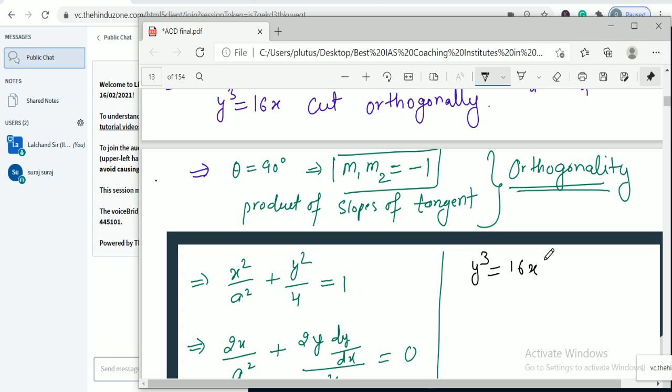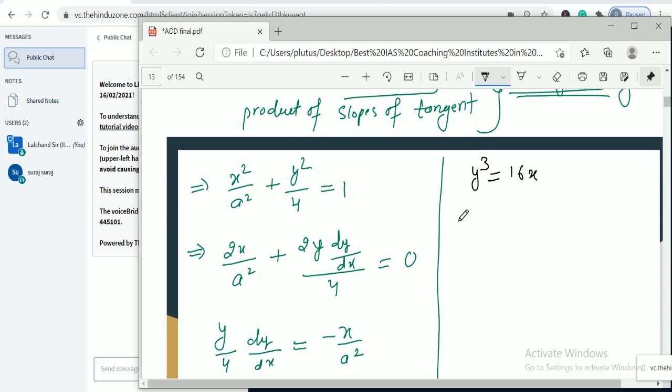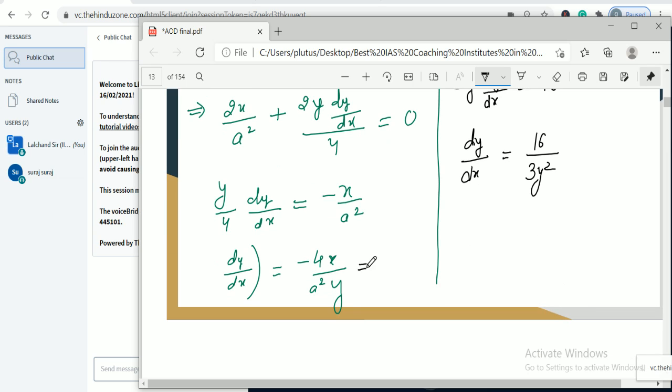Okay. So if we differentiate this, then we have 3y square dy by dx equal to 16, isn't it? So what is the value of slope dy by dx? dy by dx will be 16 by 3y square. Okay. So let's suppose this value is m1 and this value is m2. So now the product of m1 and m2 will be minus 1.